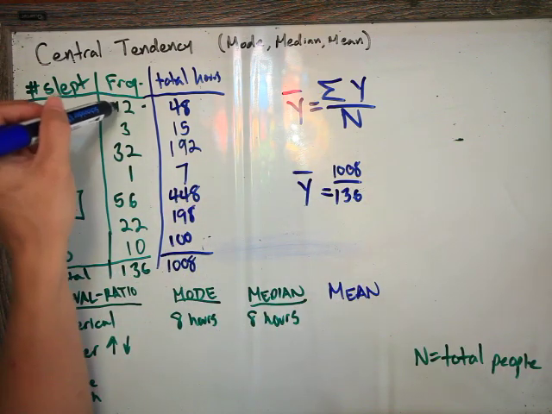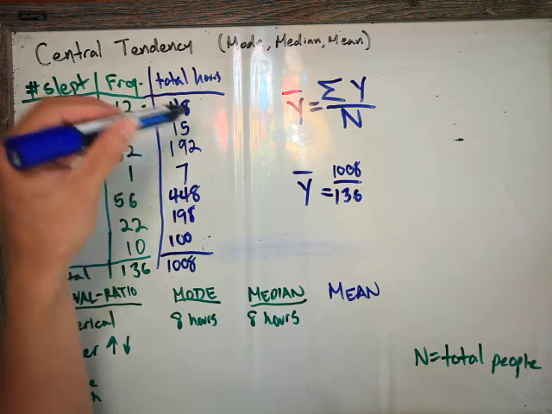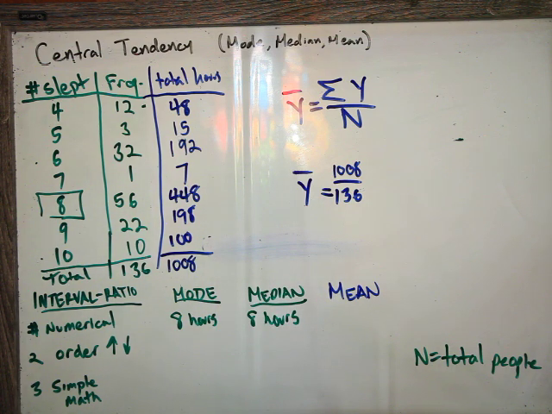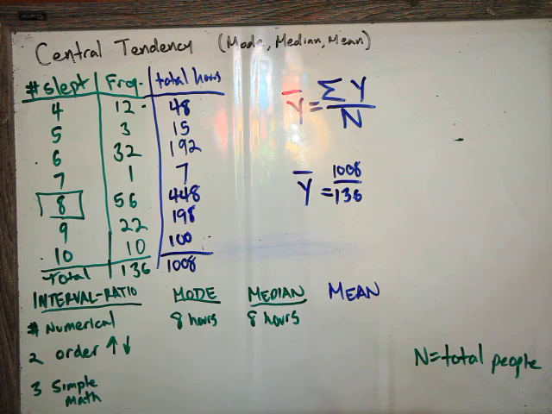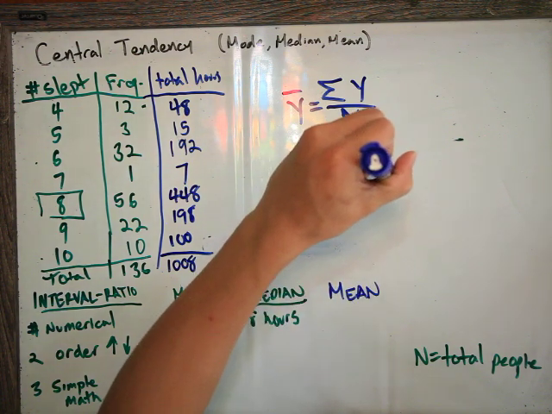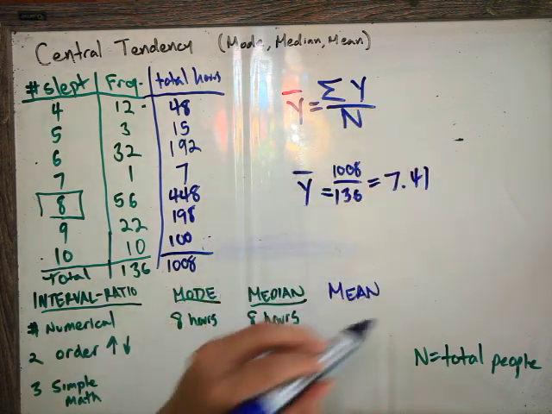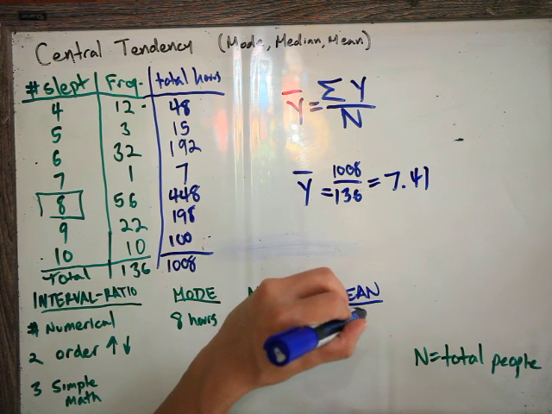But instead, we're just going to multiply the category by the frequency to get total hours. So now we find the mean by dividing 1008 by 136. That gives us 7.41 hours. So the mean is 7.41 hours slept.